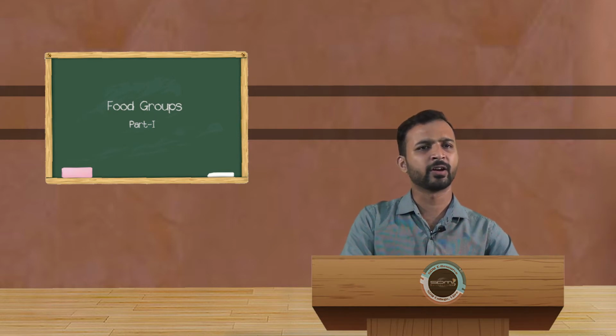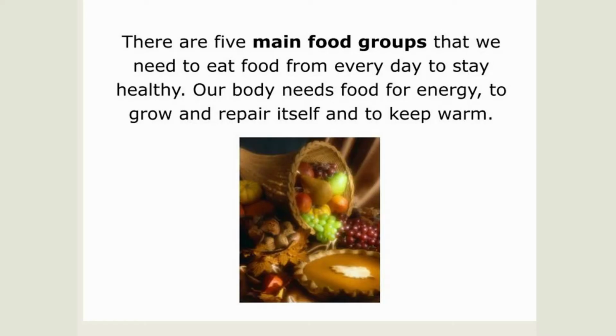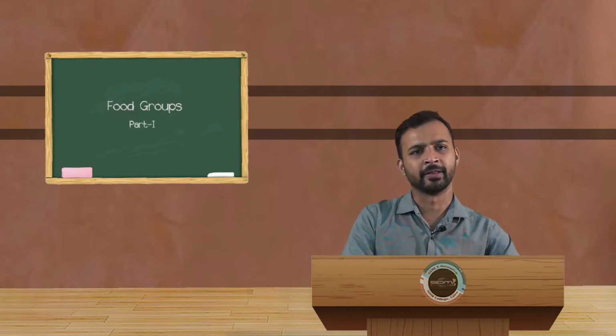So there are 5 major food groups that we eat from every day to stay healthy, and our body needs food for energy, to grow and repair itself and to keep warm. So anyways, all these 5 food groups, maybe the cereals and pulses, the fruits and vegetables, nuts and oilseeds, milk and milk products, are needed in day-to-day life, because we have to stay healthy and our body should be kept warm. Quantity-wise it depends upon each individual, or if it is a healthy lifestyle, then it depends upon the daily requirement, that is RDA.